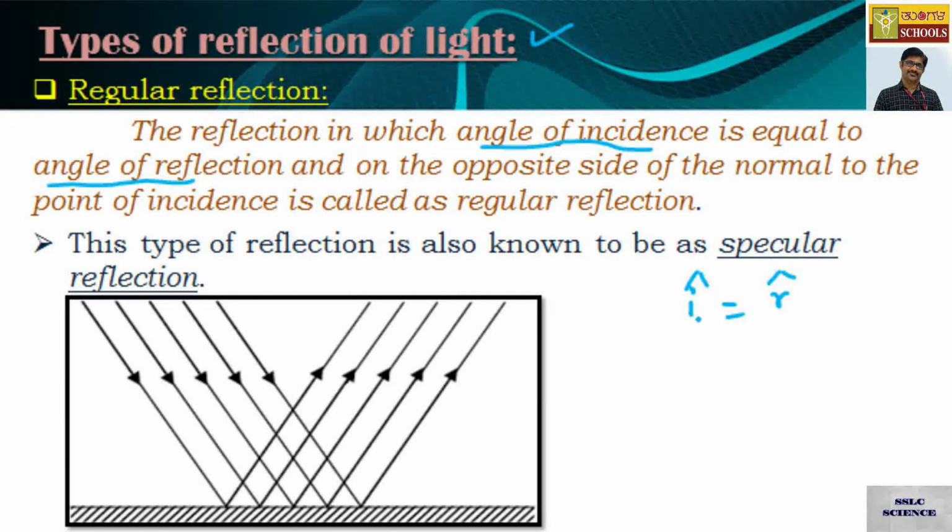The reflection in which angle of incidence is equal to angle of reflection and on the opposite side of the normal. It is saying that on the opposite side of the normal, which means assume this is the normal drawn for the first ray. So the angle I is equal to angle R, that is nothing but regular type of reflection. This type of reflection is also known as specular reflection.